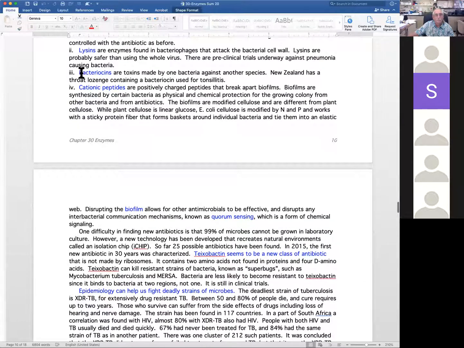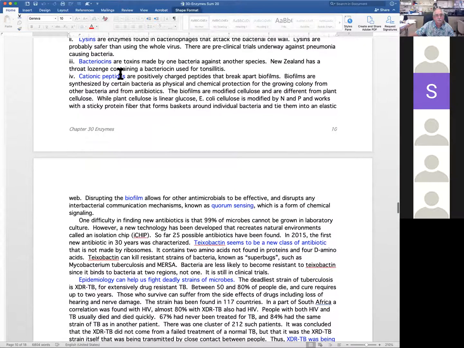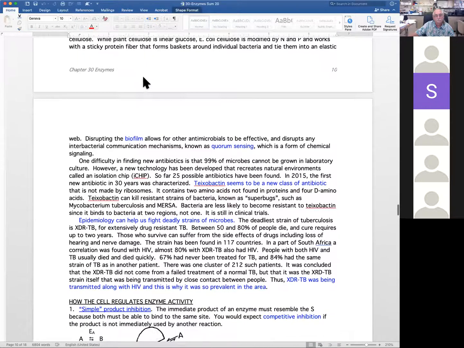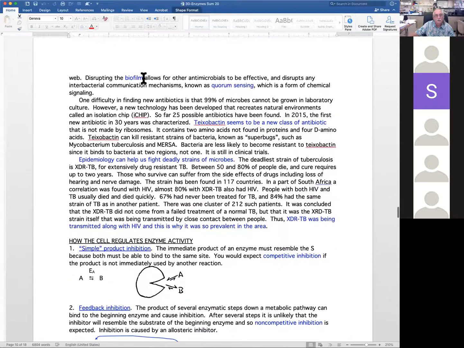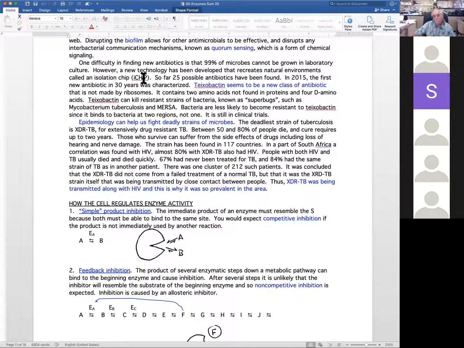And bacteriocins are toxins that are not antibiotics. And then cationic peptides are basically used to break up the biofilm. And then I'm just going into some of the things that they're trying to do to find the new antibiotics. People are taking everything they can to come up with new antibiotics.